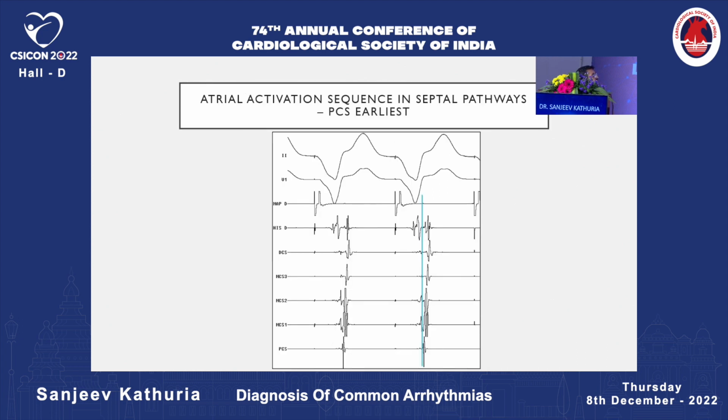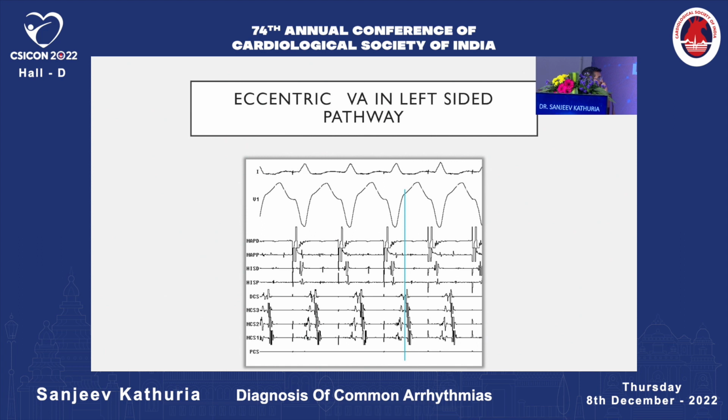So the atrial activation pattern in a septal pathway, again, it will be in the proximal CS. C9,10 will be early. What I'm trying to show is that your activation pattern on pacing the ventricle, the earliest activation which comes in the A, makes all the difference to the pathway you're talking about.